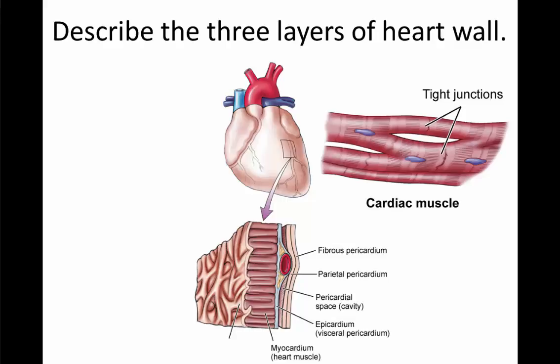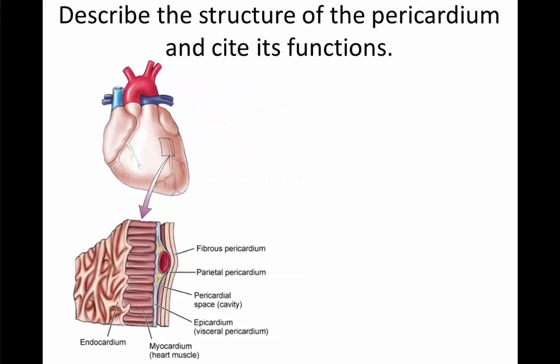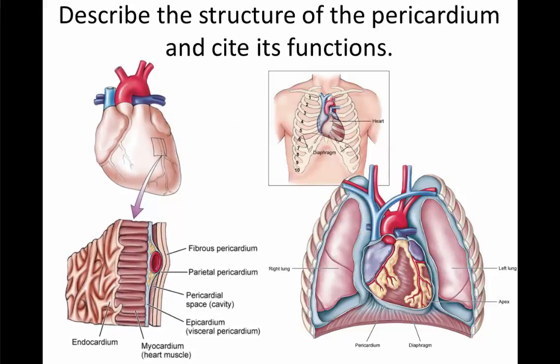Finally, on the inside layer of the heart, the third layer is the endocardium. The endo meaning inside, and the cardium referring again to the heart. So now let's take a closer look at the pericardium and talk about its functions. We'll move that image off to the side and take a look at where the heart is found.